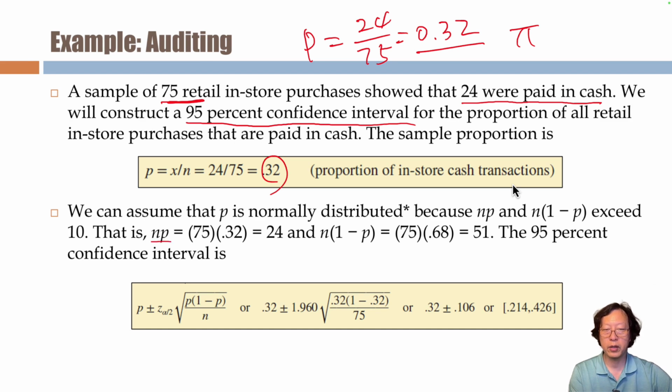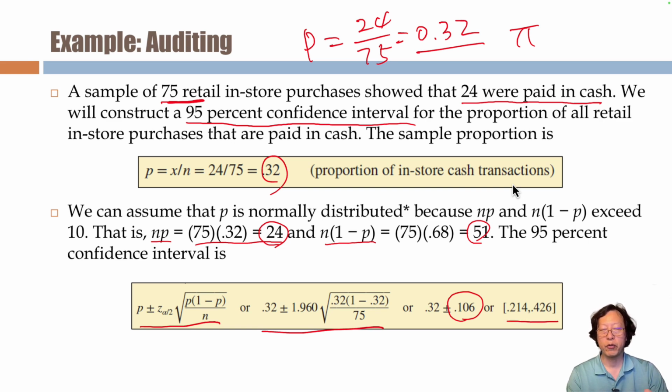So you can just check the normality, right? n times p is 24 and n times 1 minus p is 51. So both of them are greater than 10. So we can say this is not badly skewed. And then you can just plug in the numbers, then you can create the confidence interval. Here is the plus minus 0.106, and then you can say, I don't know what the population proportion is, but that population proportion will fall in between 0.214 and 0.426 with 95% confidence.